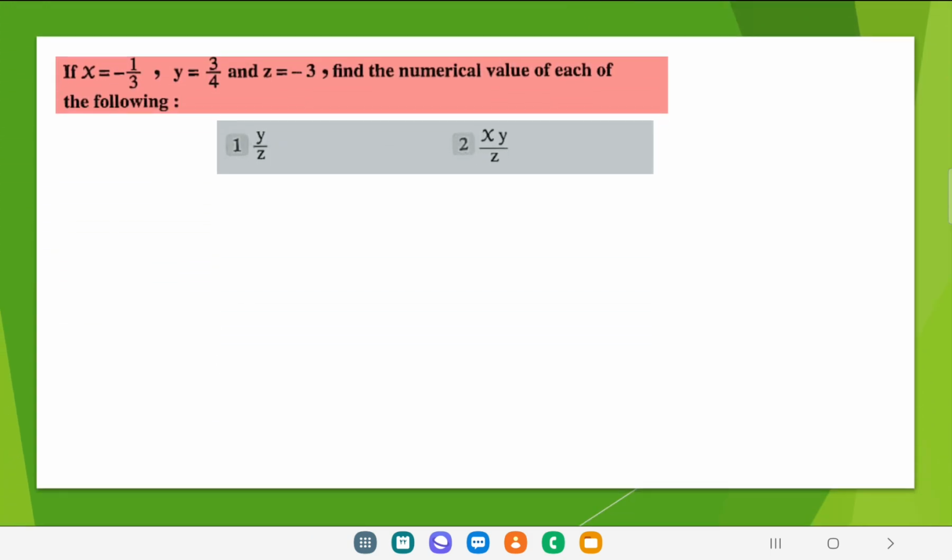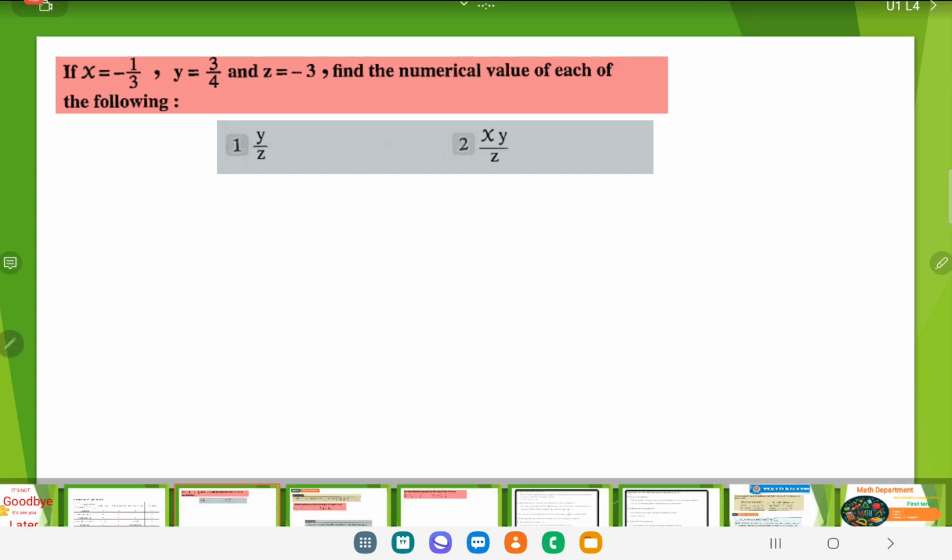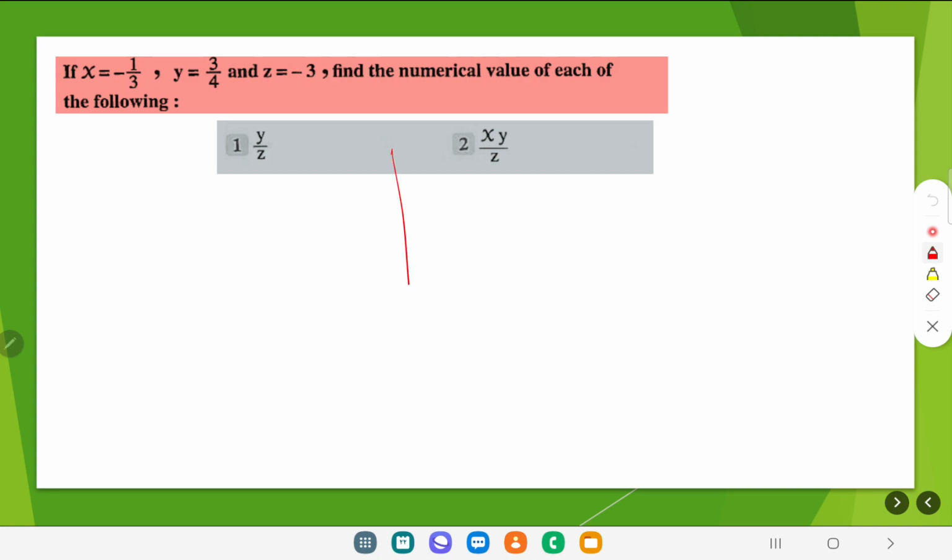X equal negative 1 over 3 and y equal 3 over 4 and z equal negative 3, fine. Y over z. Y over z means y divided by z. Y is 3 over 4 divided by z as negative 3. Negative 3 has no denominator, its denominator is 1, so keep, change, flip. Cancel 3 by 3, it will be equal negative 1 over 4.